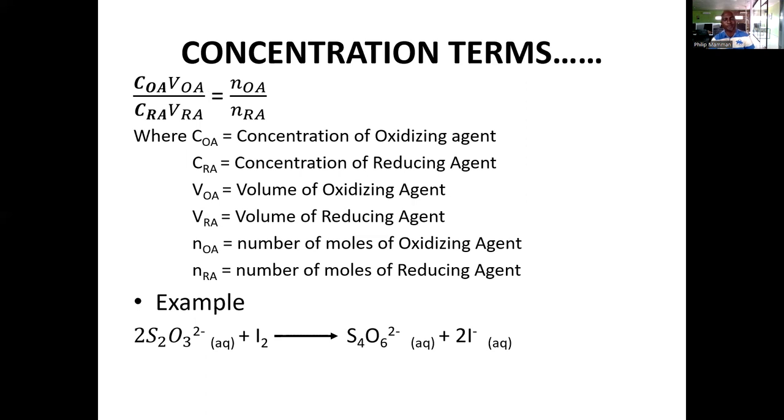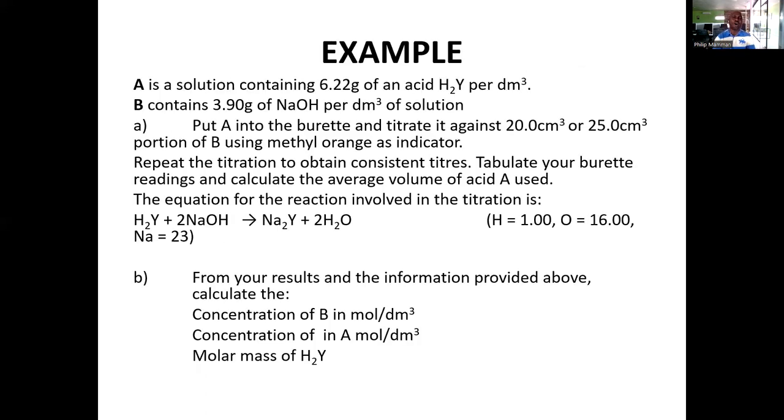I'll give you a typical example. You can see thiosulfate plus iodine. And you can see that in front of the thiosulfate is 2 and in front of iodine is 1. Now, the iodine is the oxidizing agent, so NOA is 1, while the thiosulfate is the reducing agent, NRA is 2, as the case might be. I wish that I can go on and on. I have an example here.